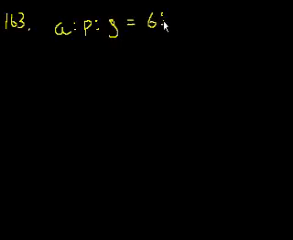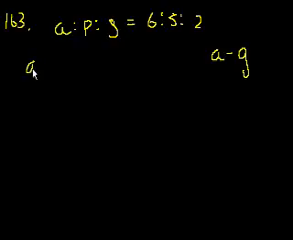Let's switch colors. 163. A fruit salad mixture consists of apples, peaches, and grapes in the ratio of apples to peaches to grapes equal to 6 to 5 to 2, respectively by weight. If 39 pounds of the mixture is prepared, the mixture includes how many more pounds of apples than grapes? So they want to figure out the apples minus the grapes.